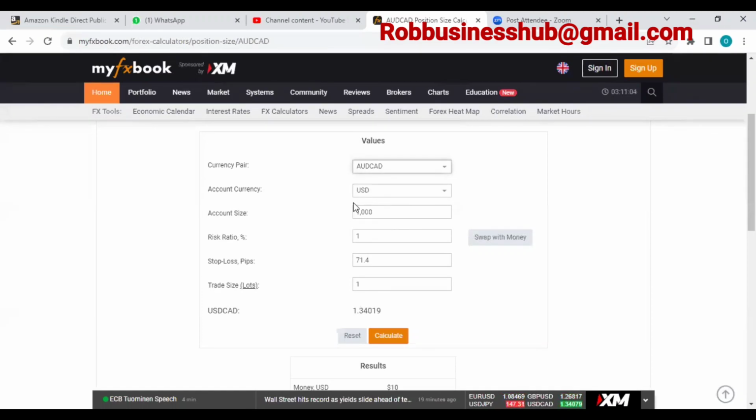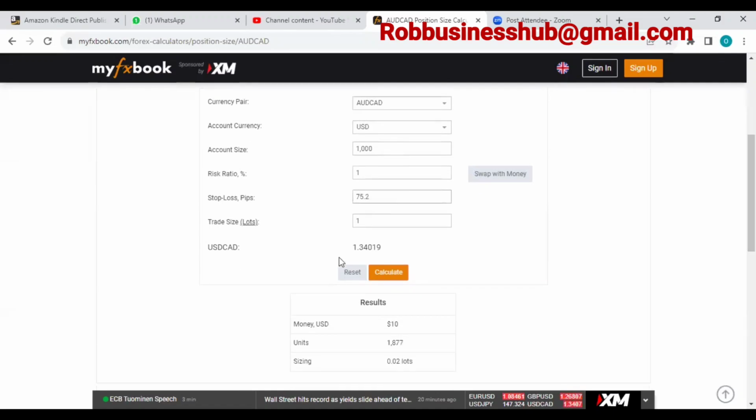AUD/CAD is the pair that we want to trade. Our currency is still USD. You can select any currency, that depends on your account. Our account size is still $1,000. We still want to risk 1% of our account. Now our stop loss pips this time is different. Our stop loss pips is 75.2. Now we go to calculate.